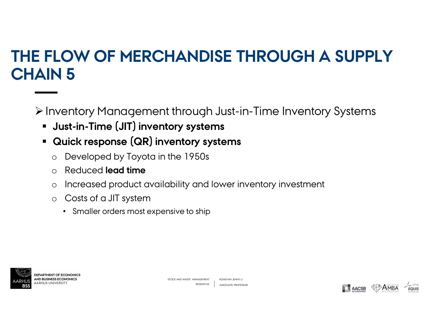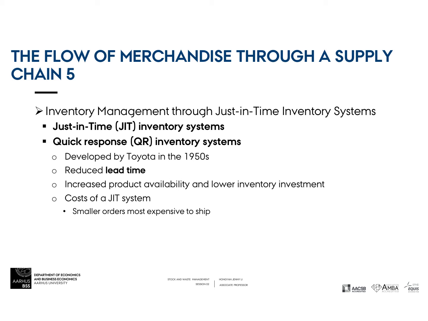In order to manage the material flow in the supply chain, there are different methodologies. For example, we can use inventory management through just-in-time inventory systems, or quick response inventory systems. This was developed by Toyota. We mentioned this in the Lean lecture. The target is to reduce the lead time, and that may lead to an increase of product availability and lower inventory investments.